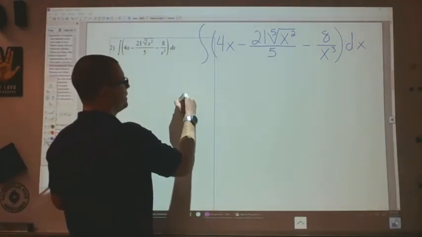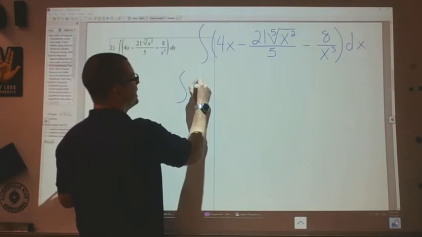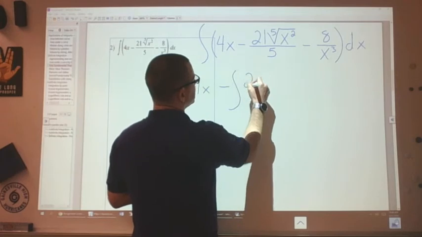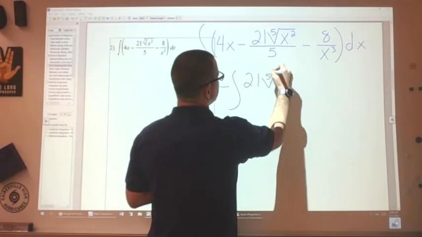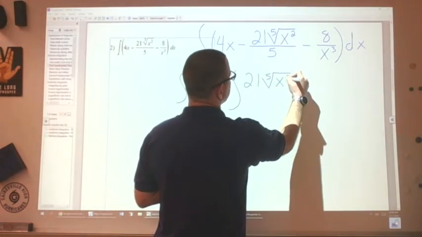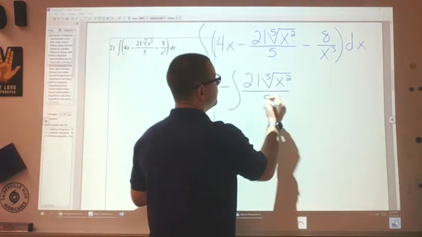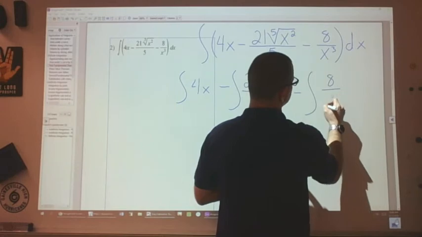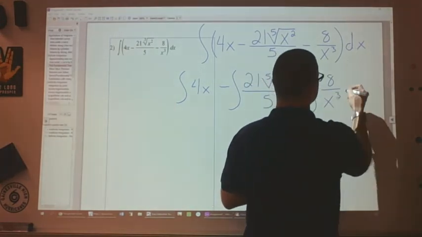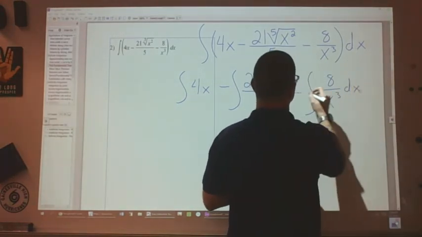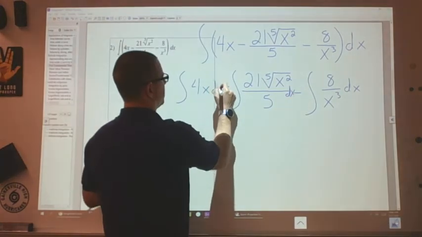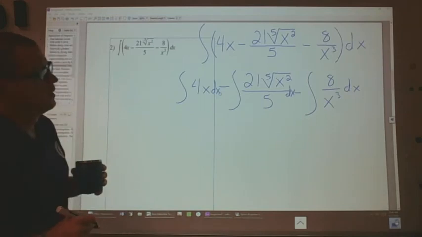We get the integral of 4x minus the integral of 21 fifth root of x squared over 5 minus the integral of 8 over x cubed. All of these with their own dx that I forgot to write in. Kind of put that in at the end there, dx, dx, dx. All right.